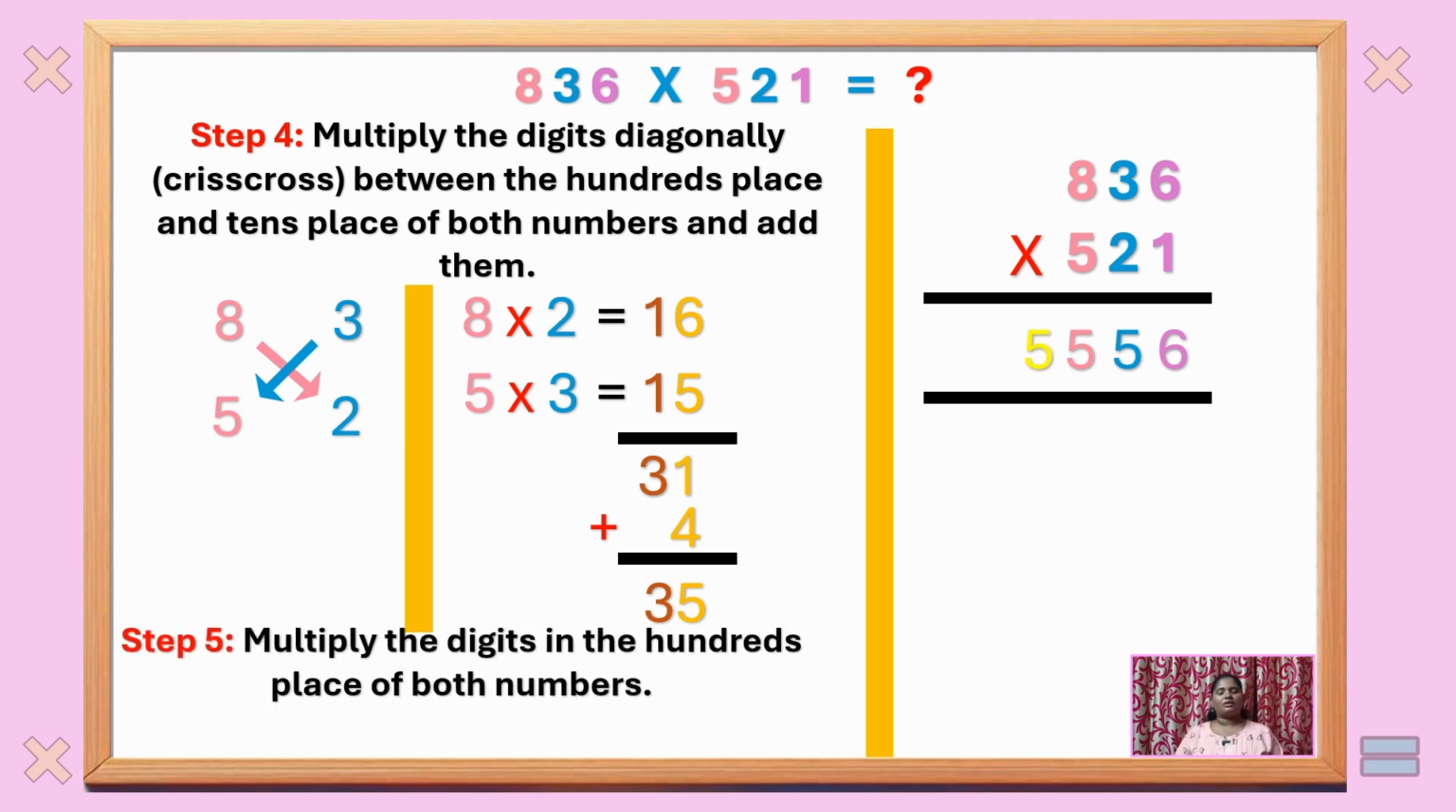And the final rule, we have to do the multiplication of the last numbers. What are those? 8, 5. 8 fives are 40. And we have a 3 as a carried number. 40 plus 3, which is 43. So the final answer is 435,556, when we do 836 into 521.